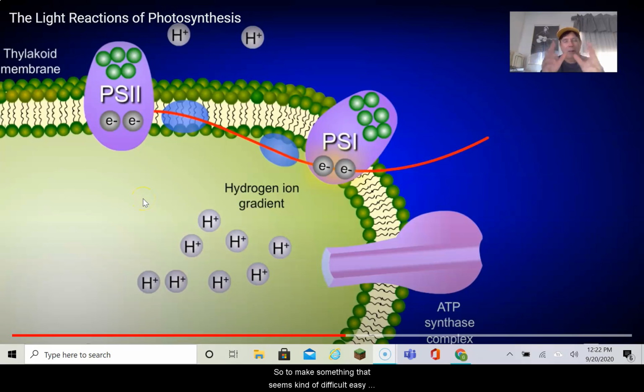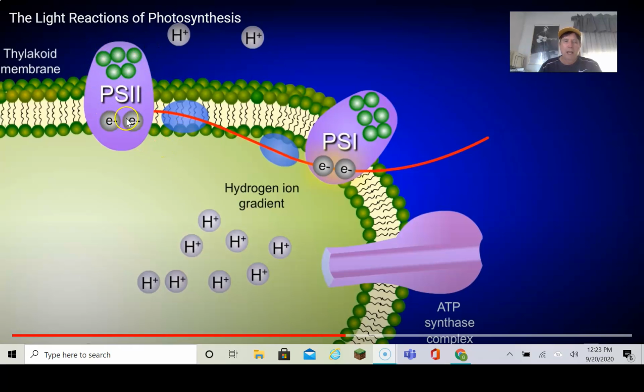So to make something that seems kind of difficult easy, I'm going to point out the important parts. Over here, you have a thing called photosystem 1 and photosystem 2. Okay? Now, here's the weird thing. This process begins in photosystem 2. And you're asking yourself, well, why isn't this photosystem 1? And why isn't this photosystem 2? The reason is this one was discovered first. How about that?